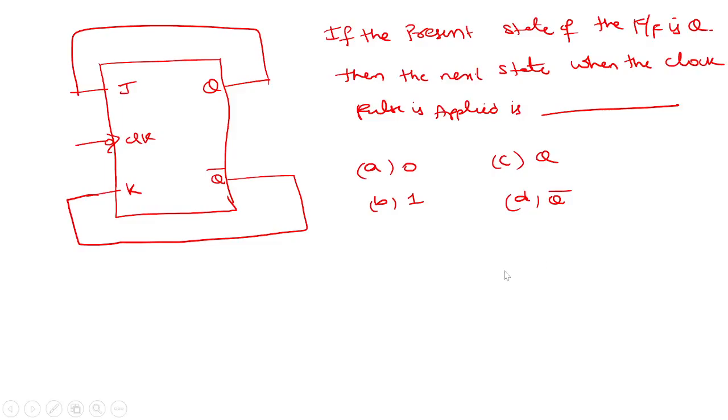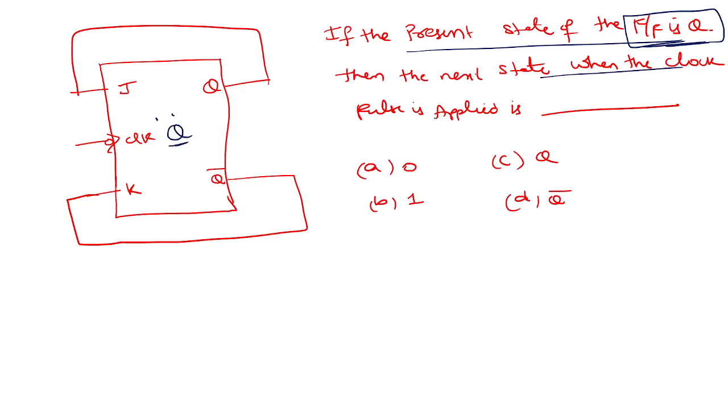All right, for this question, what are they saying? You don't know whether it is 0 or 1, right? The present state of the flip-flop is Q. Then the next state is when the clock pulse is applied. Sorry for my handwriting, it's very bad. And we know that the next state of a JK flip-flop is JQ bar plus K bar Q.